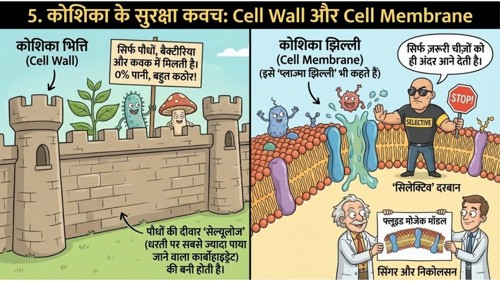It is rigid with 0% water, and in plants, it's made of cellulose, the most abundant carbohydrate on Earth. The cell membrane, or plasma membrane, is a, quote, selective doorman, allowing only essential things inside. Singer and Nicholson proposed the fluid mosaic model for its structure.